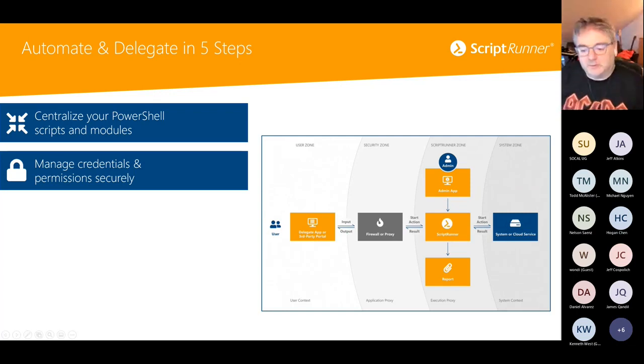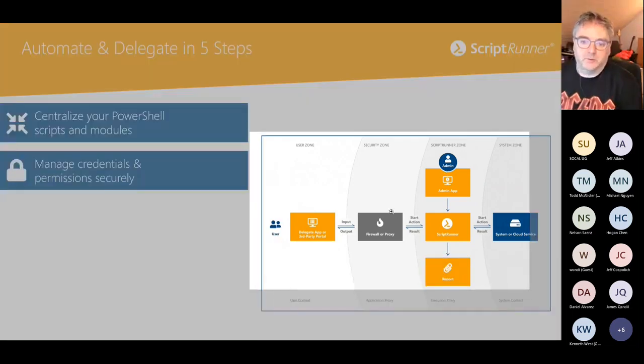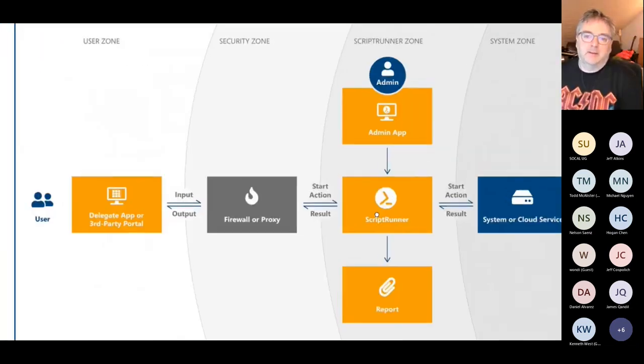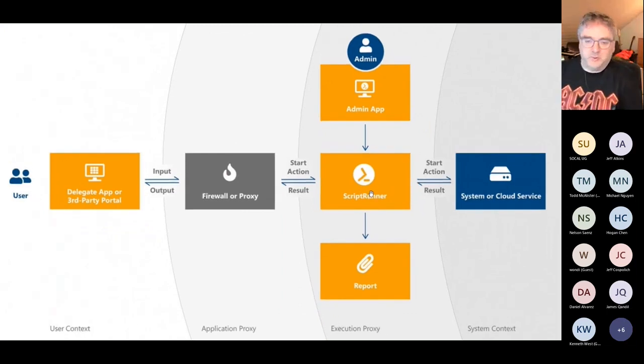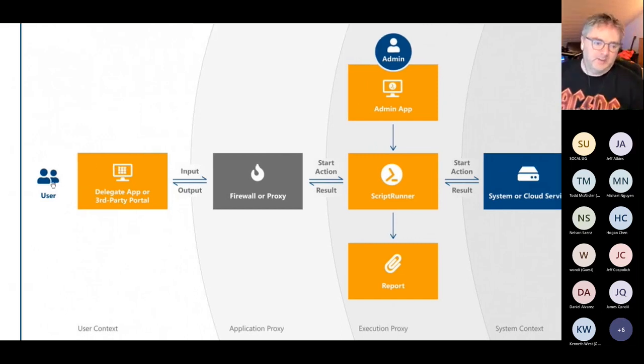And so what happens when you use PowerShell together with ScriptRunner, it's always ScriptRunner who is executing the scripts, who needs to have access to the scripts, to the modules, to the credentials, and to the backend system. So that's why we call it the execution proxy down here. So that's really where the scripts are executed. And then we have on the other side, for example, the users over here.